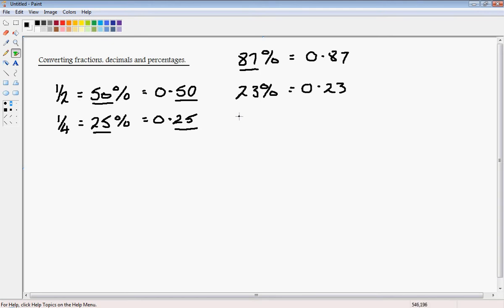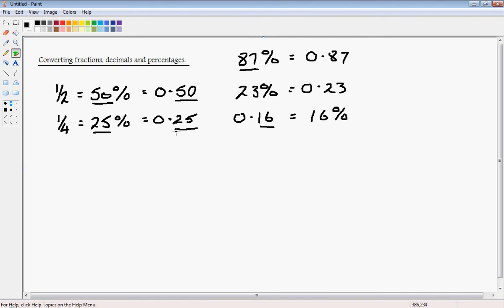And it also works the other way. If they said what's 0.16 as a percentage, we take the first two numbers after the decimal point, so we get 16%. So you didn't really think it would be that simple, but it is. So decimals and percentages are directly linked with one another.